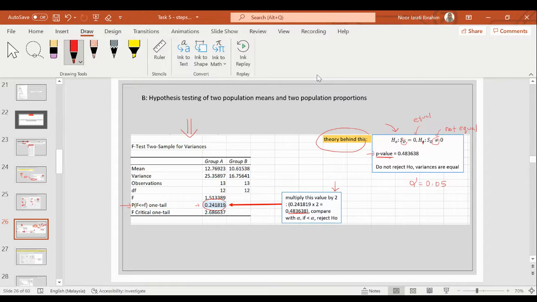If the p-value is greater than alpha, that means we do not reject H null. If less than alpha, we reject H null. For this case, the p-value is 0.483638, which is greater than alpha 0.05. That means we do not reject H null, meaning we are supporting H null, and H null is that the variance or standard deviation of the difference is 0, meaning they are equal. You have to check this.